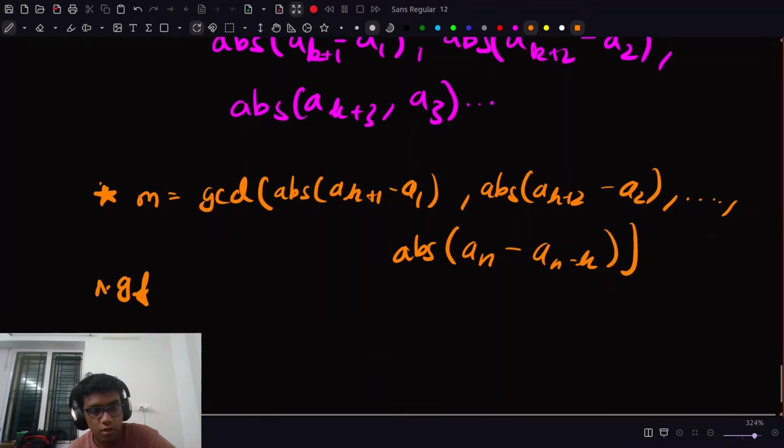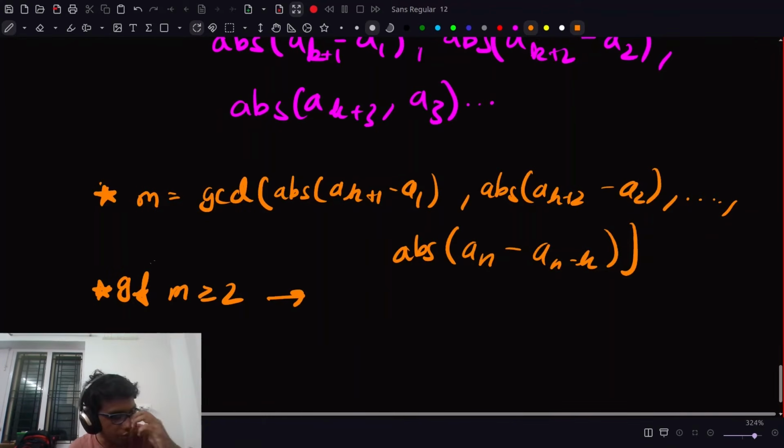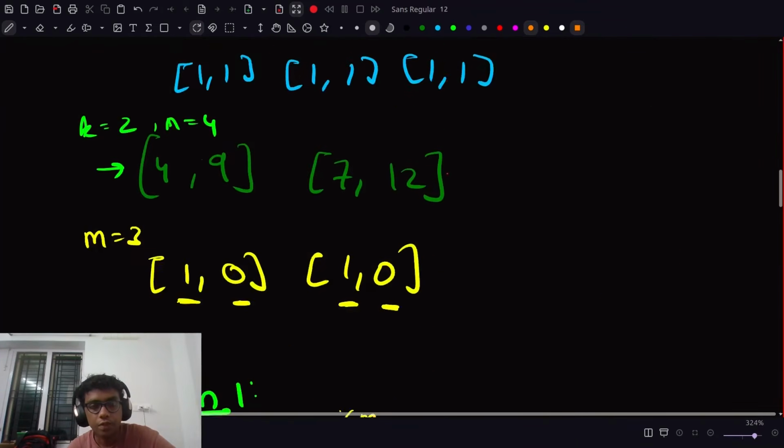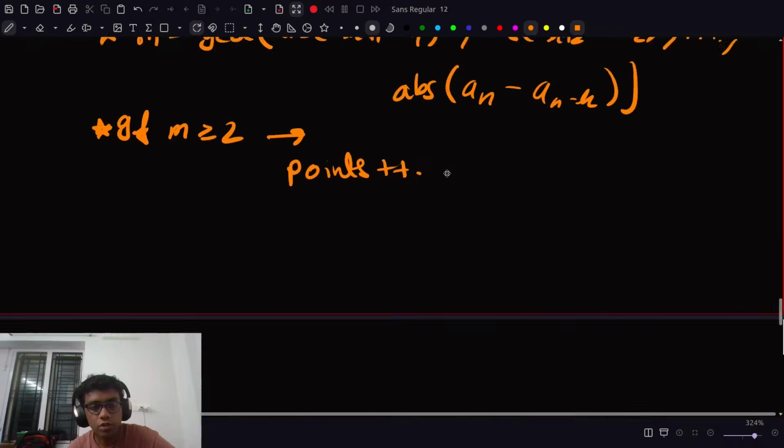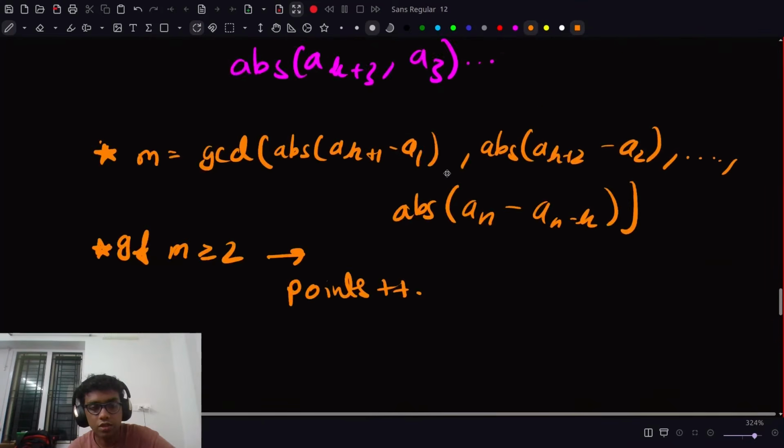If m is greater than or equal to 2, in that case, basically the number of points we have achieved will get increased by 1. Now this is our second observation, or basically our solution itself.